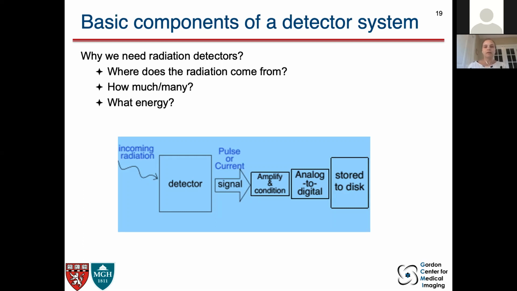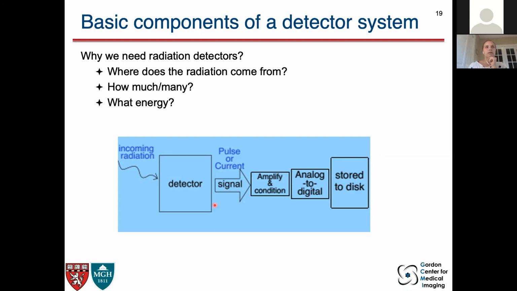So this means that we need to convert this into a signal that we can analyze. As we've seen in the previous slide, the radiation interactions can cause generation of charge in the detector volume. So what we want to do is to collect or measure this charge to form an electric signal that we can analyze. Depending on the application, radiation detectors are used to determine where radiation comes from, how much radiation there is, and what energy and type this radiation has.